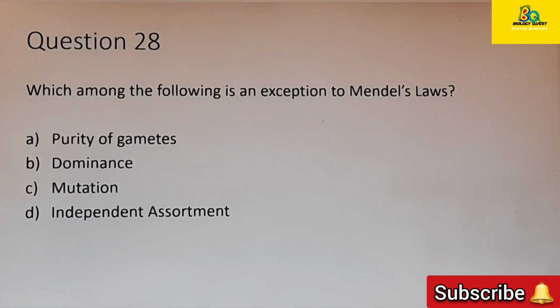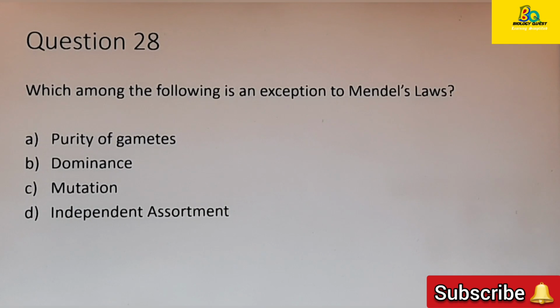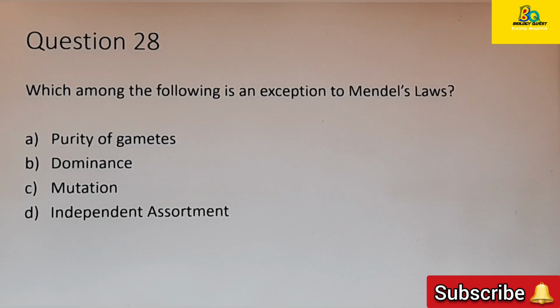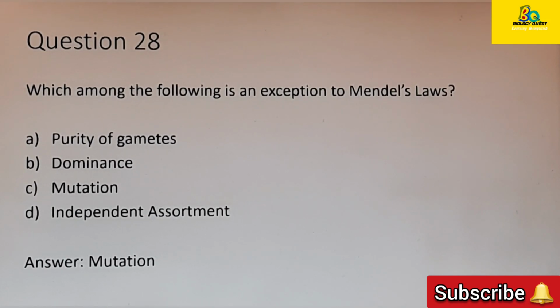Next question, which among the following is an exception to Mendel's law? Options are purity of gametes, dominance, mutation, independent assortment. Very easily we can say the correct answer is option C, mutation, because the other three are Mendel's laws of inheritance. The first law is the law of dominance, second is the law of purity of gametes, and third is the law of independent assortment. So mutation is an exception to Mendel's laws.